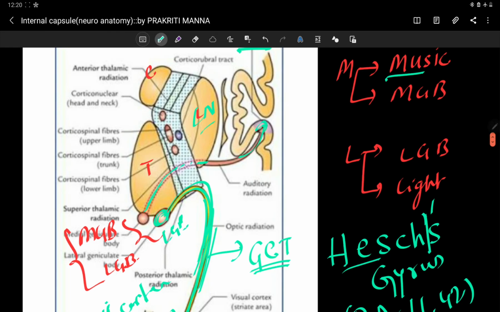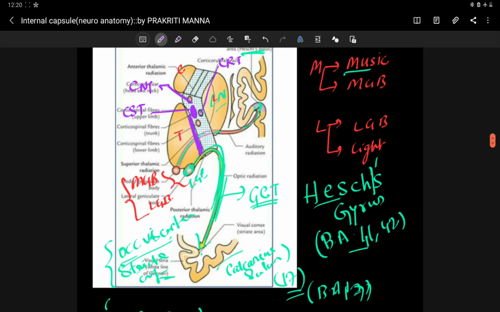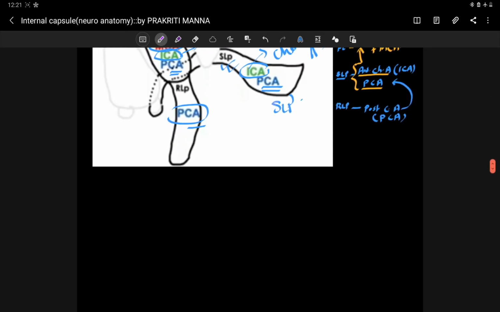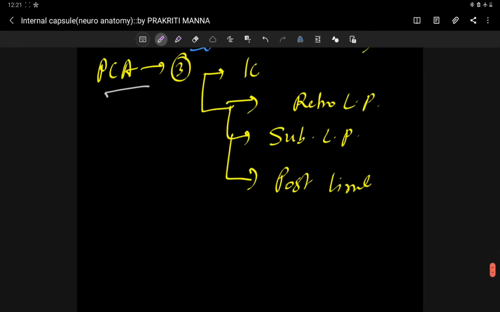And you can see other fiber arrangements also here. The corticospinal tract or motor tract here. Corticonuclear tract at the genu level, and corticorubral tract you can see here, and sensory tracts are in these portions. So this is the basic introduction. Now let's talk about the arrangement of fibers.